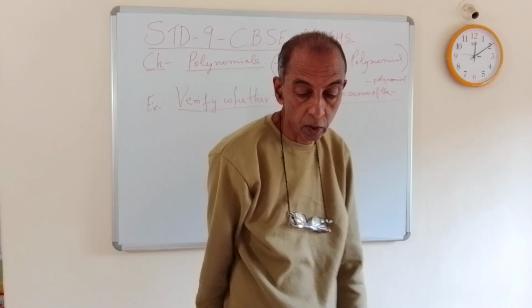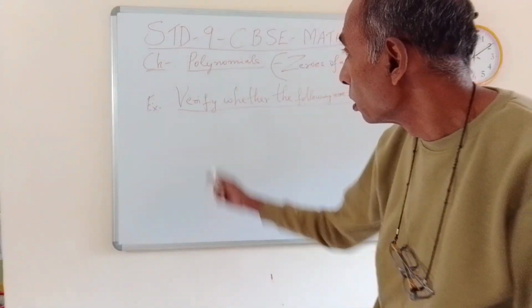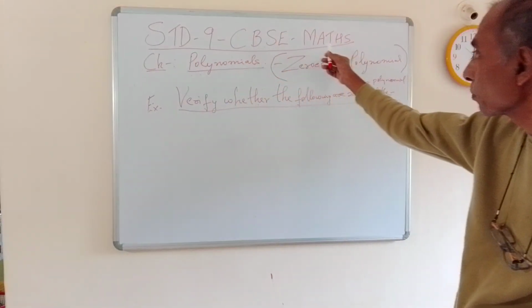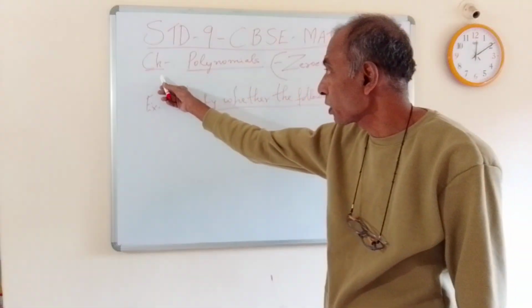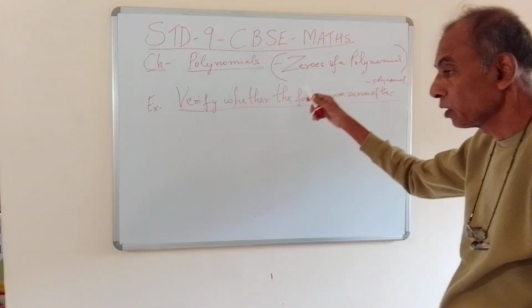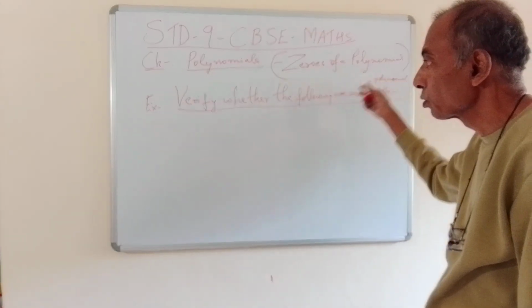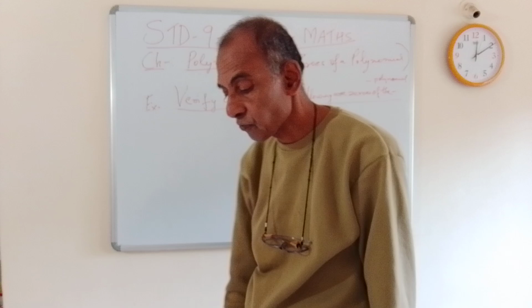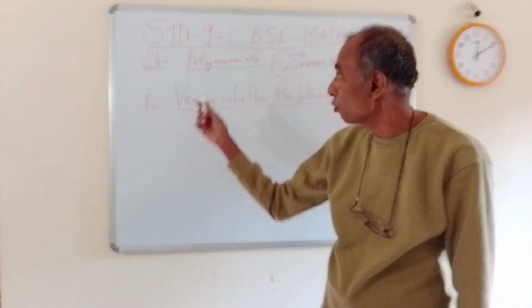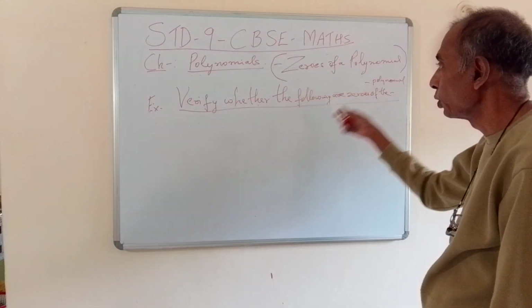Hi students, today we will be continuing with Standard 9 CBSE Maths, and the chapter is the second chapter, Polynomials. Under Polynomials we are into zeros of a polynomial. The other day we solved some problems. Today we will continue with the same, zeros of a polynomial.